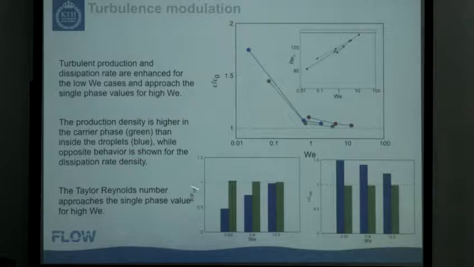And then the last thing we observe, which is quite interesting, is that if you look at production density, so the production in each volume divided by the total production, we see that it's higher in the carrier phase, green, than in the droplets. It means that you create production in the carrier phase, not inside the droplets. But also, if you look at the dissipation, we see that dissipation density is about 50% larger inside the droplets. It means that the turbulence, the viscous dissipation, proportionally is much stronger inside the droplets than outside in the flow.